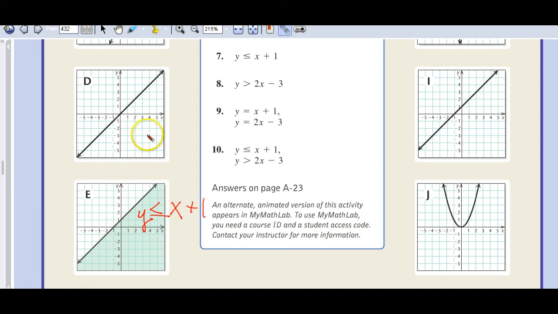Okay. And again, if you go in your textbook to A23, which is an alternate animated version of this activity, My Math Lab, well, whatever. It's supposed to be on that page in the addendum to this, but we don't know. Okay, we'll wind this up.